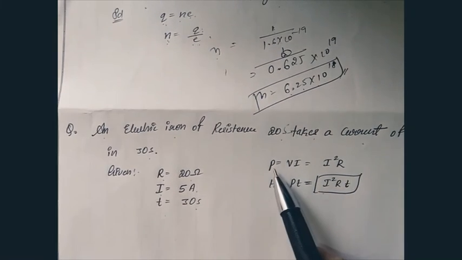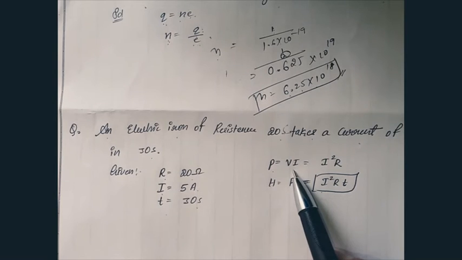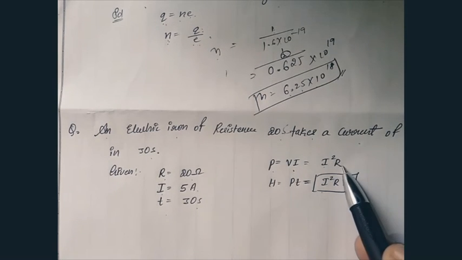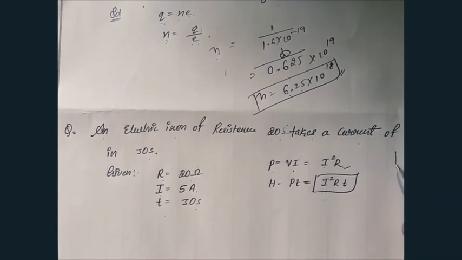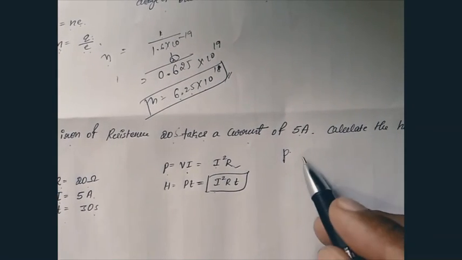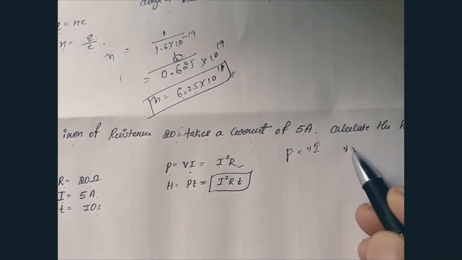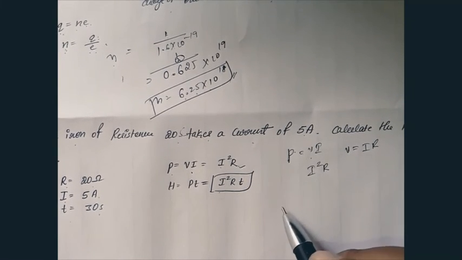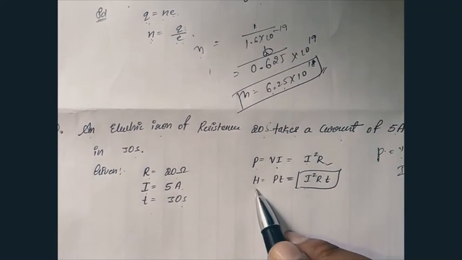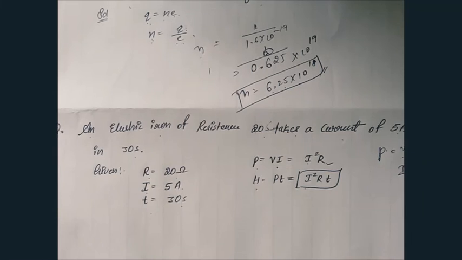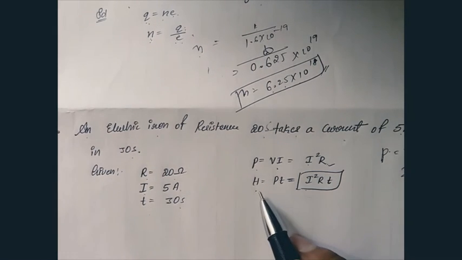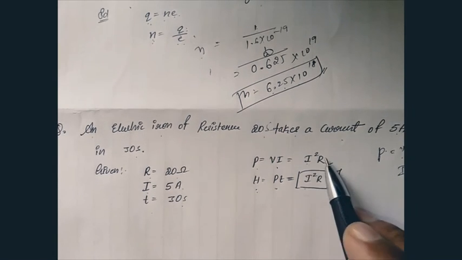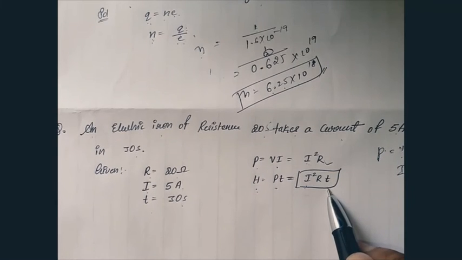So we know that power is equal to VI, and again V is equal to IR. So I can write I square R. Clear? So what I'm trying to say is, if P is equal to VI and we know that V is equal to IR, then this equation becomes I square R, correct? Now they are asking to calculate the heat developed in the electric iron. So H is equal to PT, that is power into time. We know that P is equal to I square R. So H is equal to I square R into T. This is what we must know.